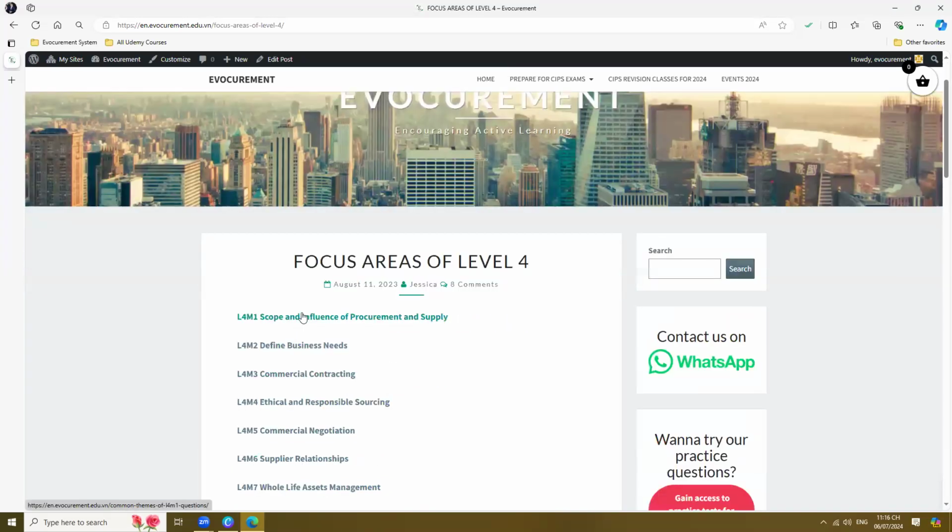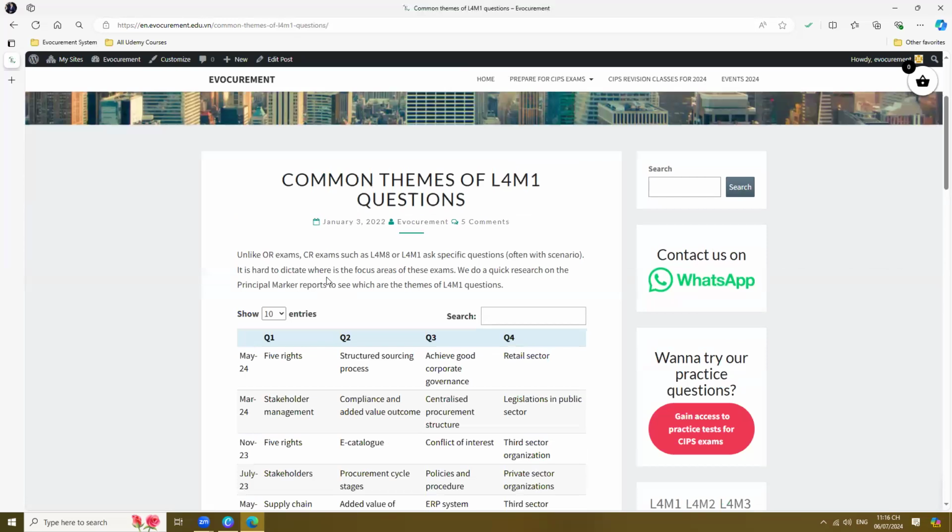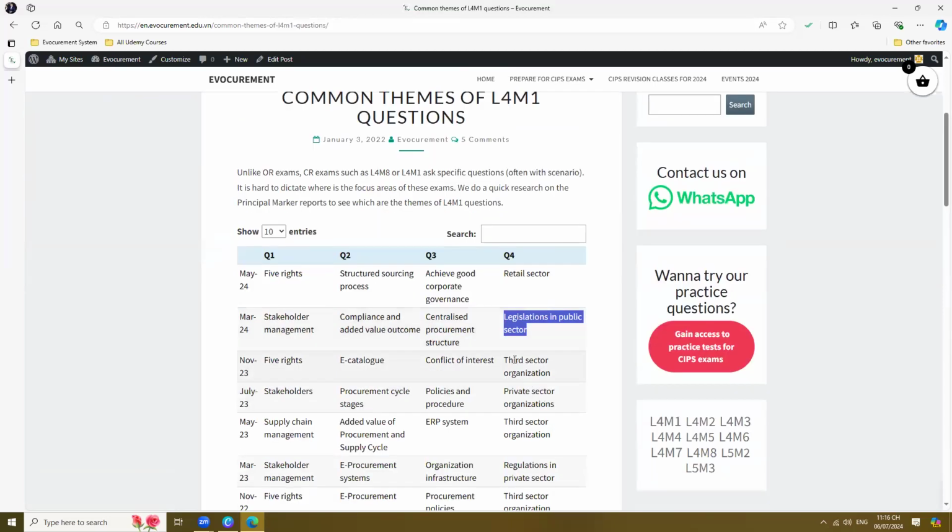D for L4M1. Okay, so you see that in May 2024, we have a question about retail. March, then we have a question about legislation in public sector. In November, about third sector organization. Okay, in July, last July, then we have a private sector organization.